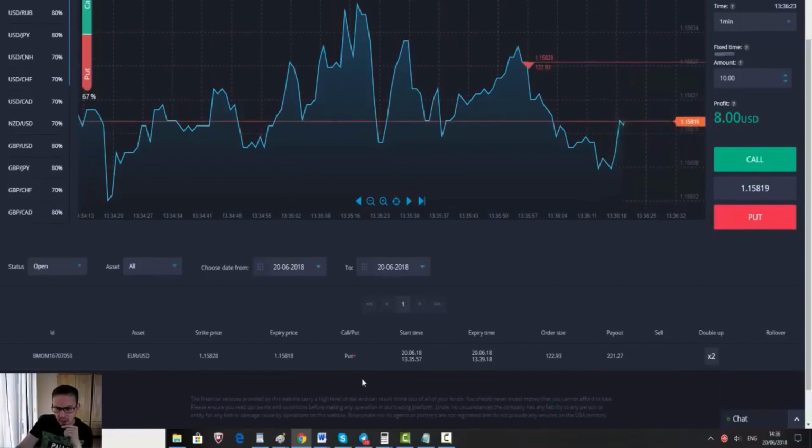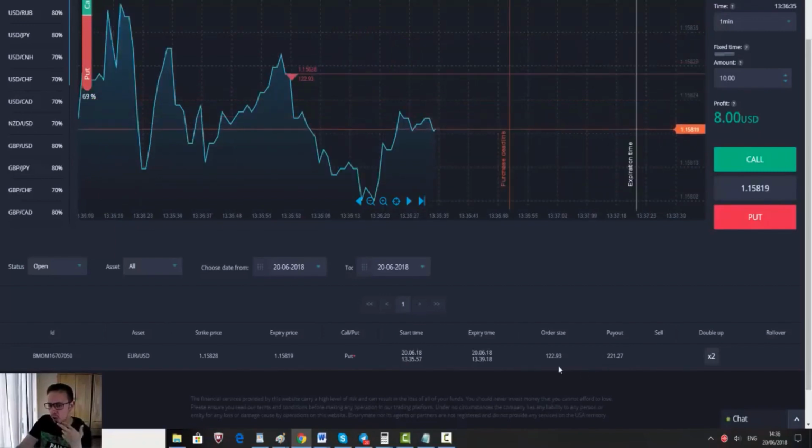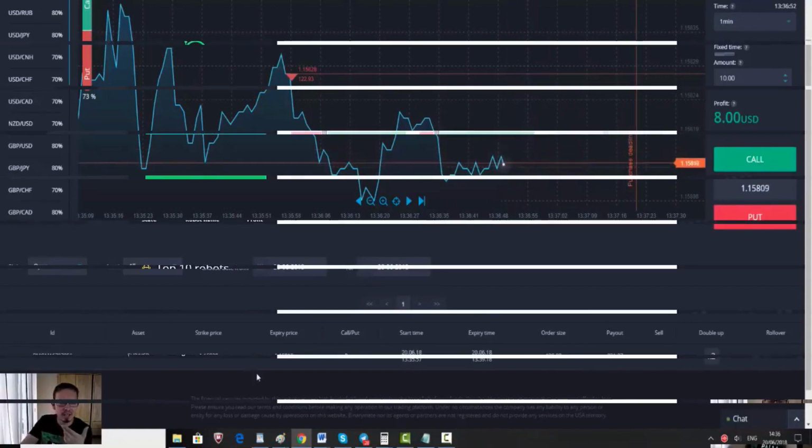So we have a Euro USD placed, and it's gonna expire in 13.9, so 20 to 2. Okay, it's gonna expire. The payout will be 221. So the investment amount was 122.93, which was invested automatically by the auto trader, and our payout will be 221.27. And if the payout is not 0, it means that the trade is already in the money.